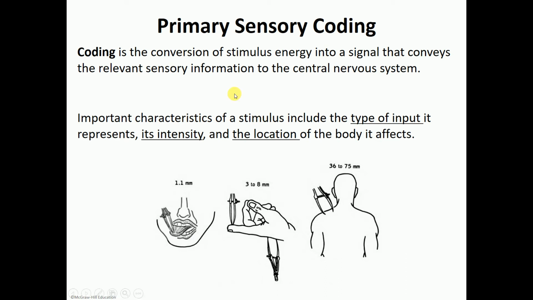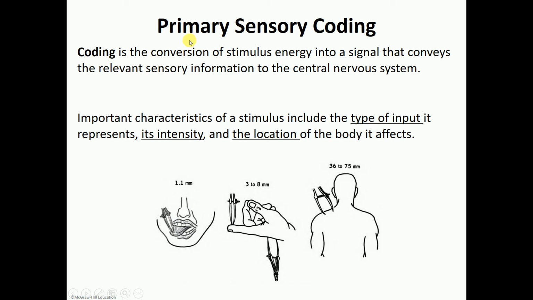So coding is the conversion of these stimulus energies into a signal that conveys the relevant sensory information to the CNS. So how is it that vision, or light that is picked up by the eye, can be converted into an action potential? That is known as primary sensory coding. All the different stimuli that we experience, all of them, some way or another, have to be coded into an action potential, since the brain and the spinal cord only understand action potentials.